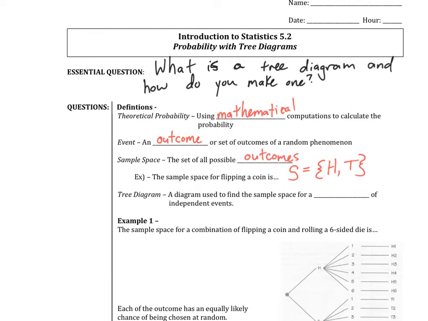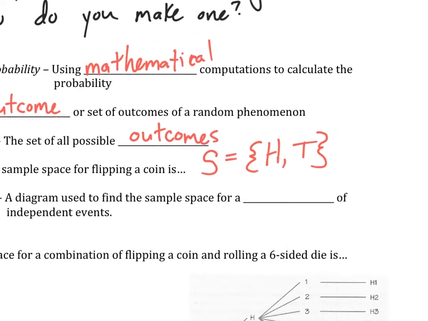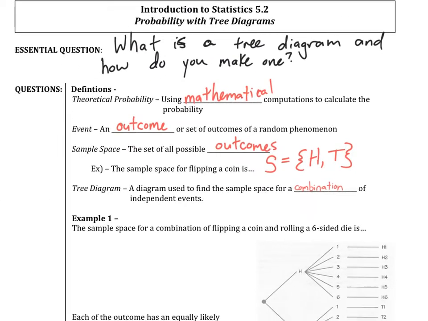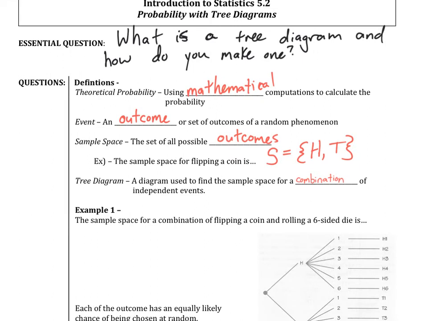Okay, and a tree diagram is a diagram used to find the sample space for a combination of independent events. So in many cases, there's many possible outcomes, and we're going to use a tree diagram to show that.